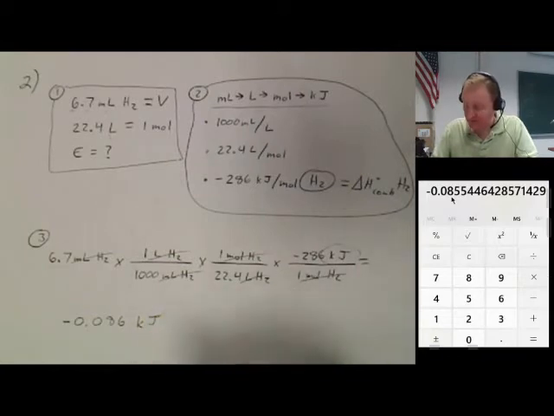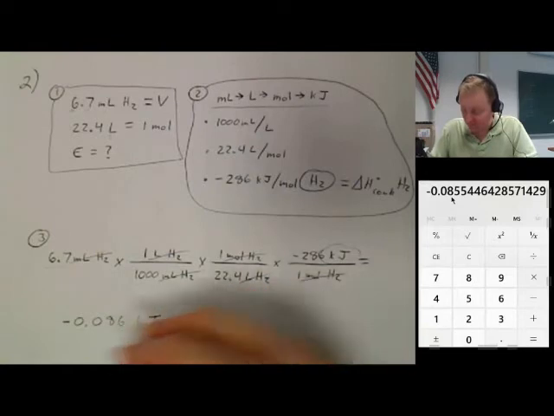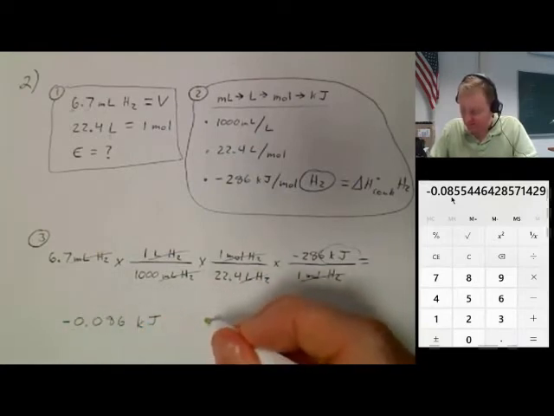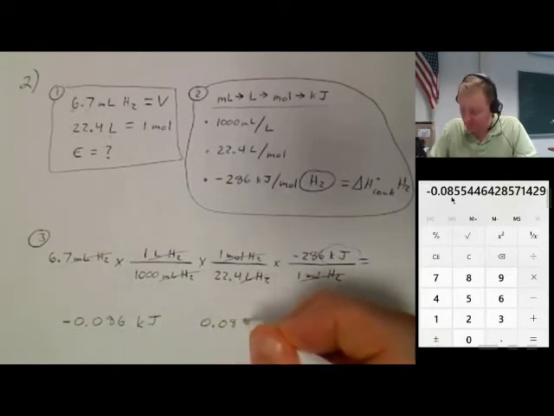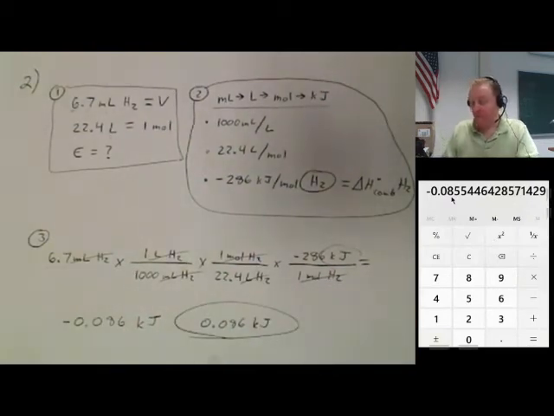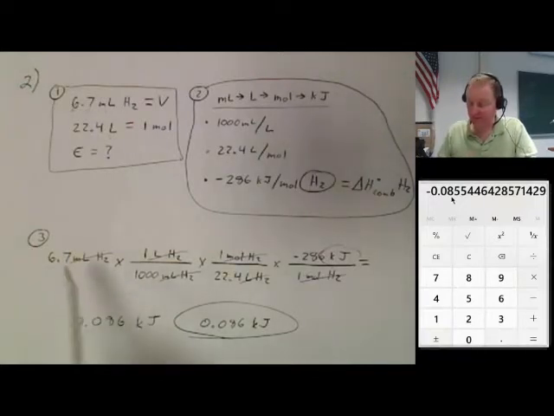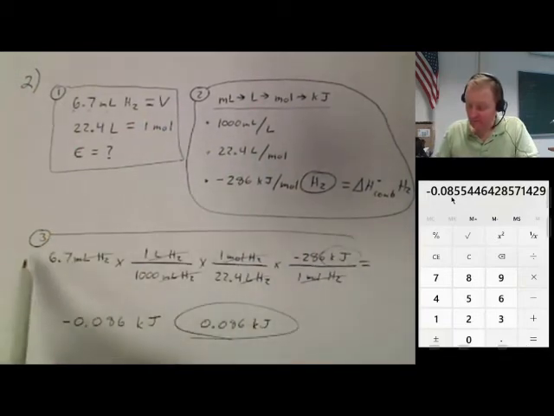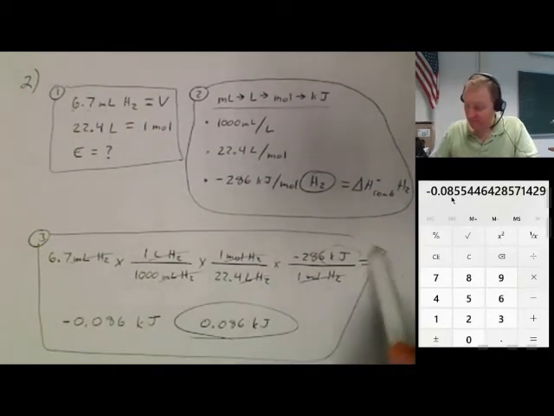So there was a change, it lost this many kilojoules, which would say we don't need the negative, so we would just answer it as 0.086. So when we burn 6.7 milliliters of hydrogen, it released 0.086 kilojoules of energy. And it wasn't that big of a bang, was it? It was a little whoop, if you guys remember from class. So anyways, this would be the final step.